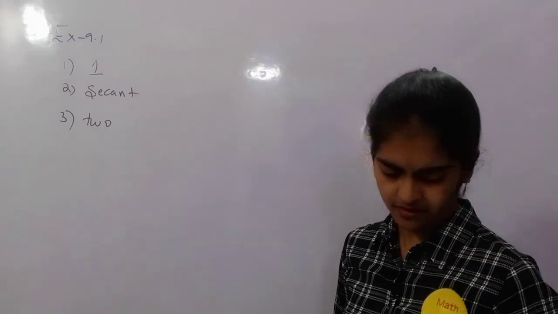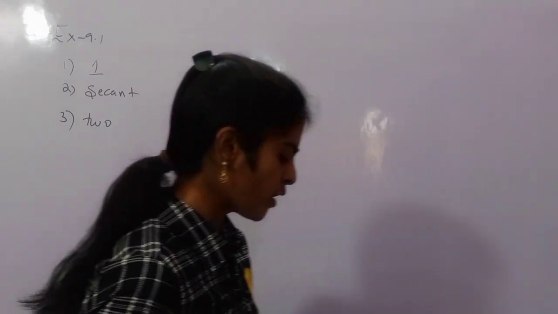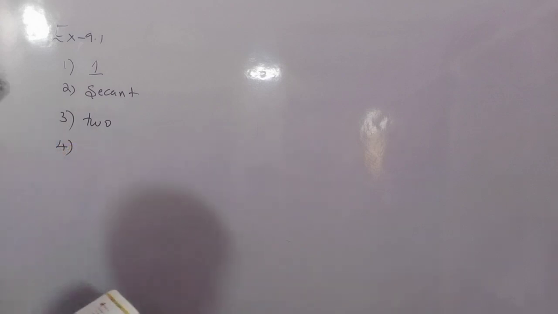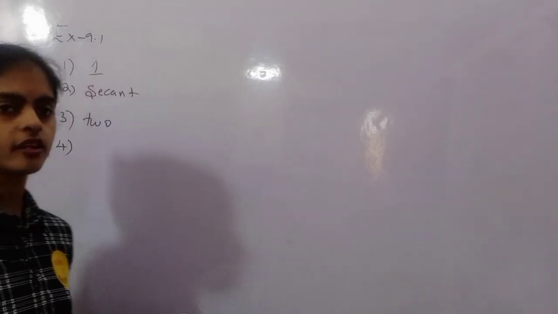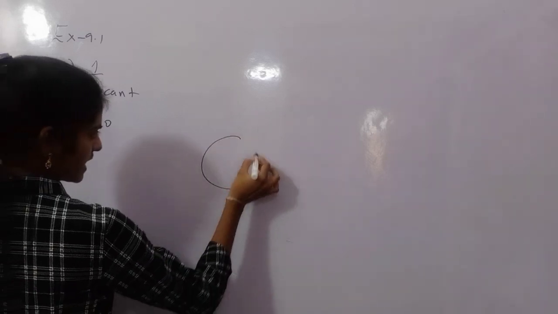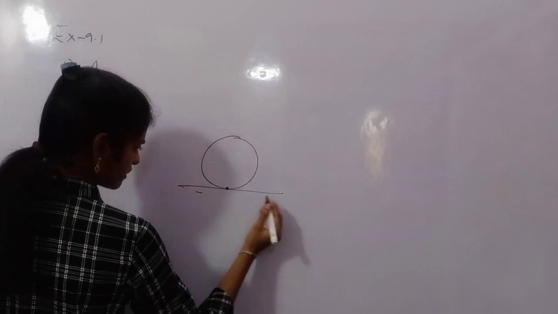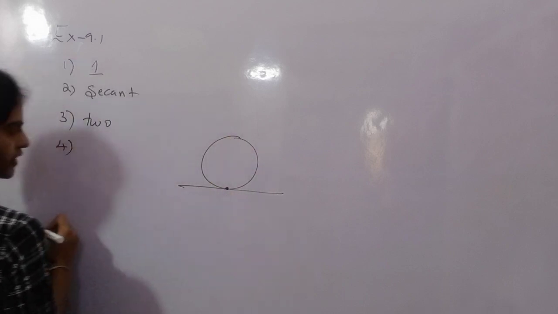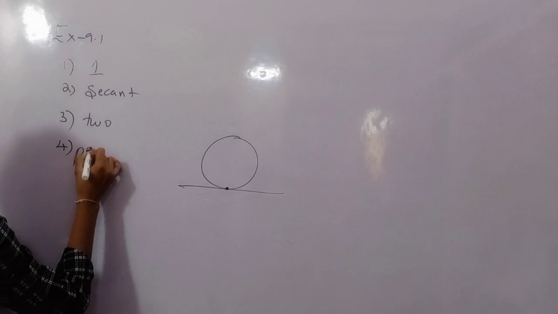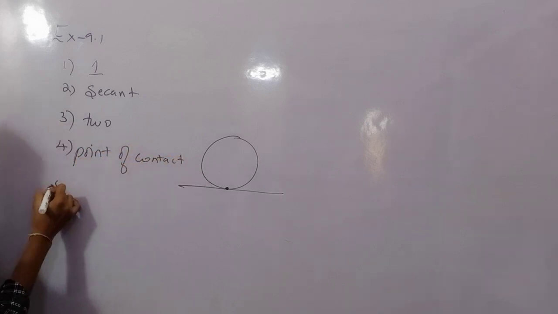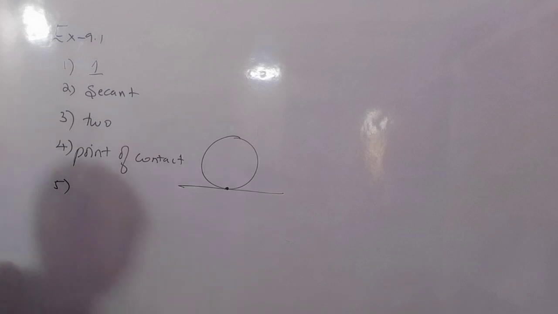The next question, the common point between the tangent to a circle and the circle is called what? To the circle and the tangent to a circle, what is the common point called? Point of contact or point of tangency. Any answer will give you marks.